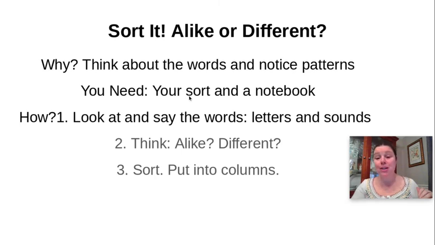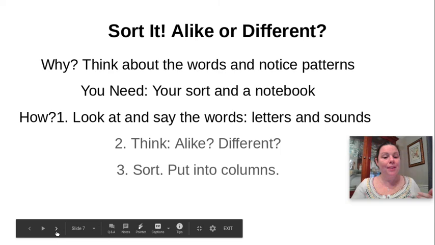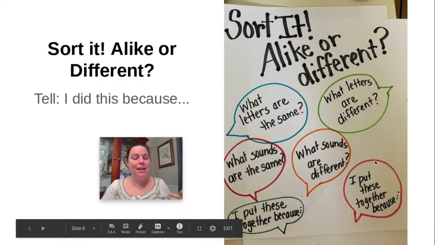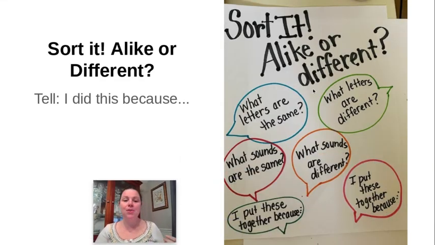You need your sort and a notebook, and then you're going to look and say the words, the letters, and the sounds, and think how is it alike and how is it different? And you can actually sort them into different columns. Try to sort them so that other people, they might not know when they first look at it, they have to think about it. So you can even use my chart here to think about how you can sort it.